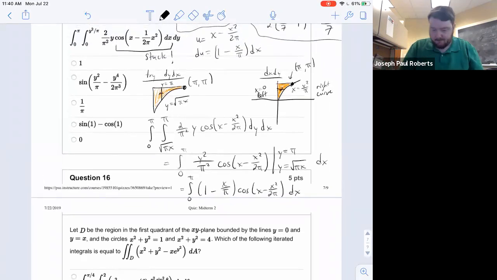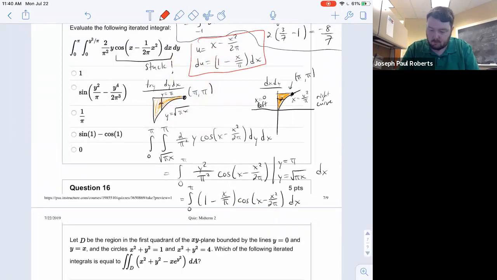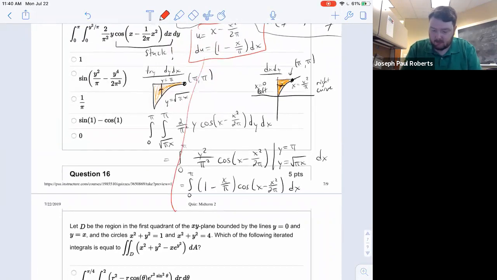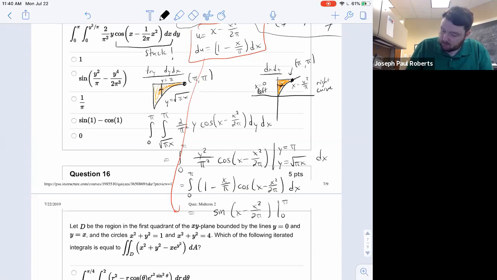And notice that was exactly what I was missing for this substitution, which I can then apply here to basically get that this is cosine u du. So sine u between 0 and pi. So pi minus pi squared over 2 pi is pi minus pi over 2, which is pi over 2, and sine of that is 1. And then sine of 0 is 0. So it looks like I get 1.